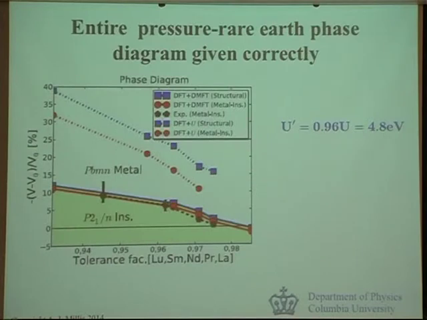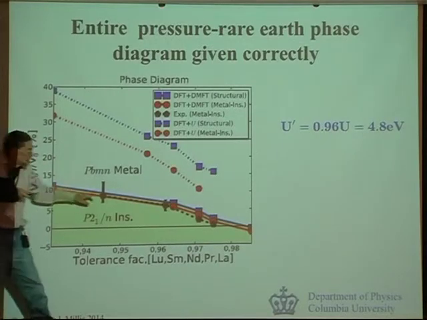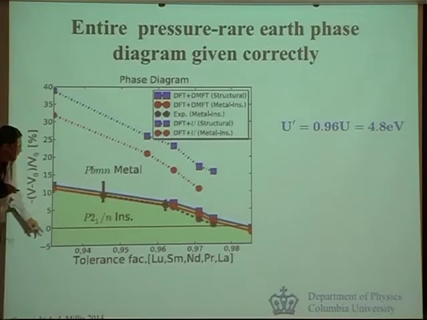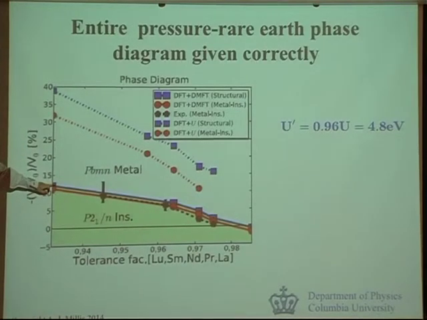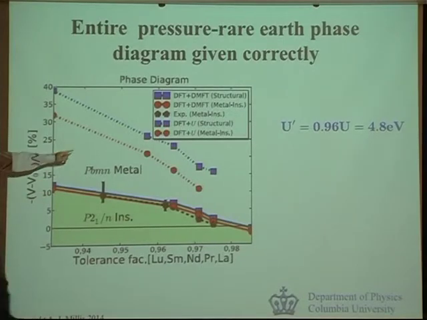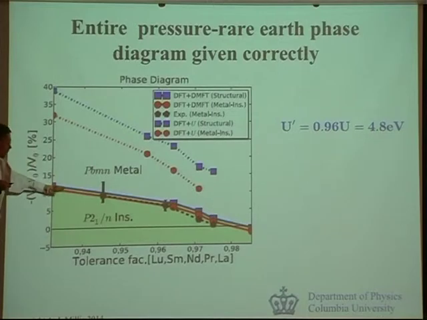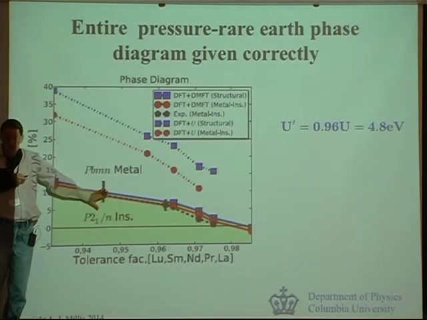All right. So once you make that choice, you say that you take this U prime is 0.96 of U. You can then, in fact, reproduce the entire pressure unit cell volume phase diagram of the nickelates across the entire series of rare earth ions. So red and blue are where we find the structural and metal insulator transition. The green shaded region is experimentally where the system is insulating. And you can see that this just works.